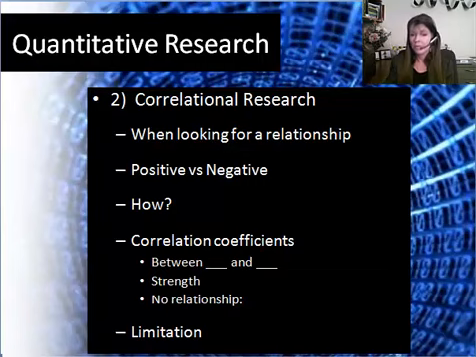Remember, that's around 0. So usually it's around maybe a negative 0.2 to a positive 0.2. Okay. But remember that correlational research is limited. It doesn't tell us about causation.